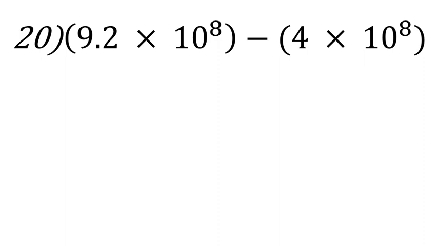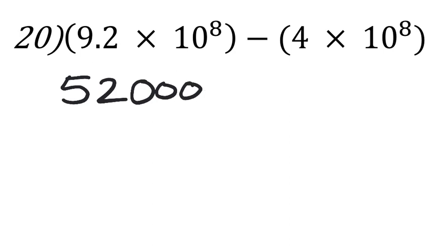Of course, subtraction. So let's do this one with our hands on the calculator. So open parentheses, 9.2 times 10 to the power of 8, close parentheses, minus open parentheses, 4 times 10 to the power of 8, close parentheses, enter. And that's what my calculator shows me. 5, 2, 1, 2, 3, 4, 5, 6, 7 zeros. You can put commas in there if you'd like.